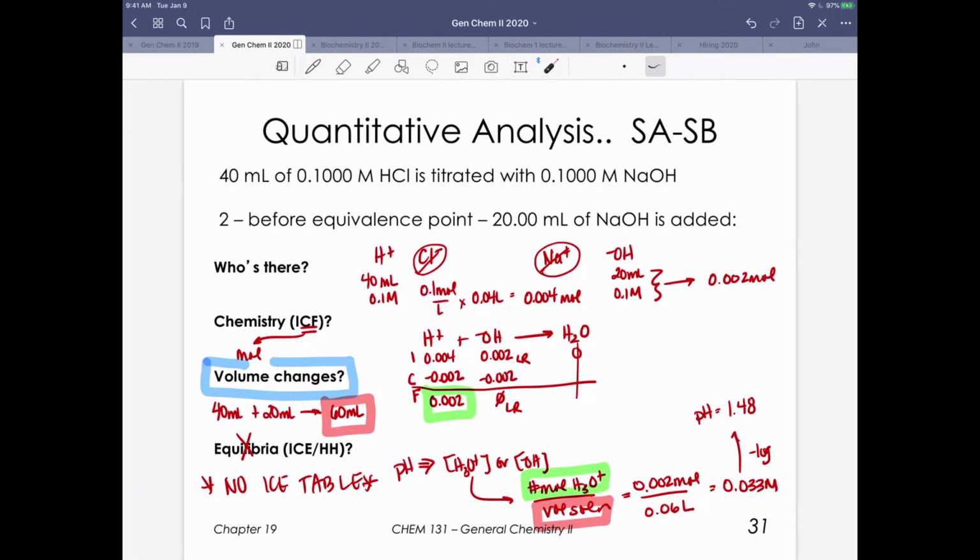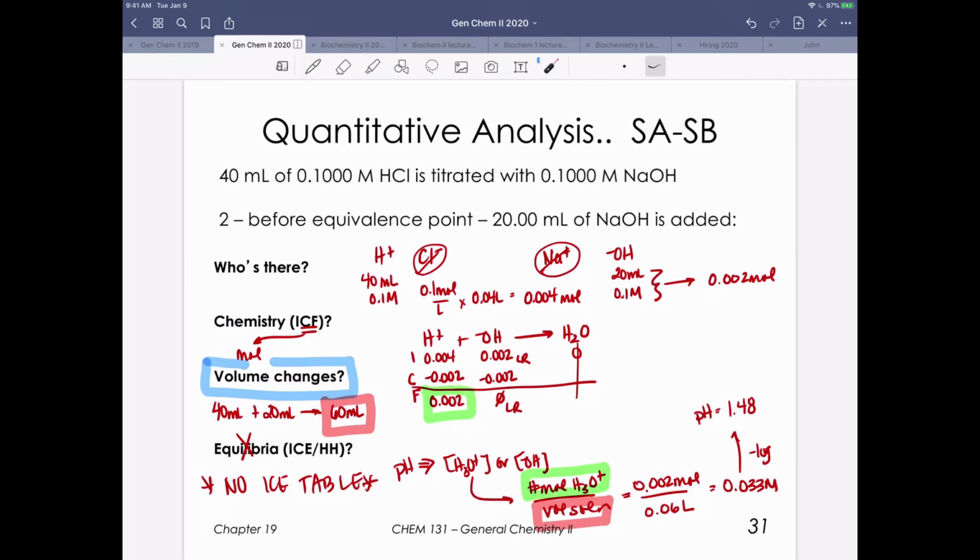So finishing out this problem, we started with 40 milliliters in our beaker. We've added 20 milliliters from our burette. So the new volume is 60 milliliters. So this is the number of moles of H+. We don't want to take negative log of that. We need to figure out what's the concentration of H+.